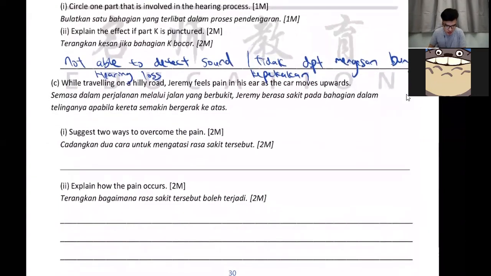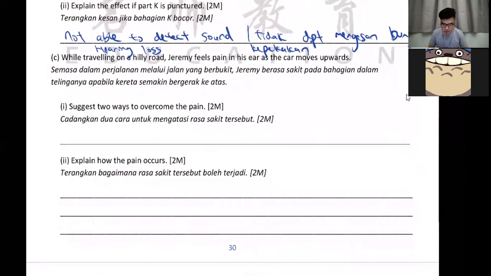Okay, medical procedure. So C, while traveling on a hilly road, Jeremy feels pain in his ear as the car moves upwards. You see, this is what happens when you take a plane. Have you noticed this? When you take a plane, when the plane takes off, wow, my goodness, you feel your ear very painful. So two ways to overcome the pain.